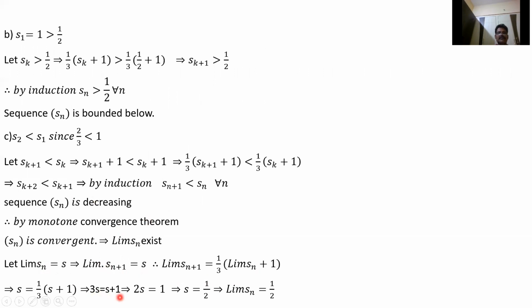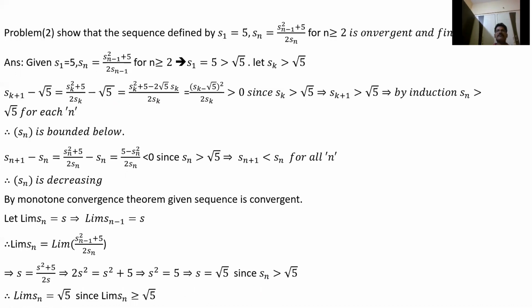We get 3S equal to S plus 1. 3S minus S is 2S, that equals 1. S equal to 1 by 2. So the limit of S(n) is 1 by 2, because here 1 by 2 is the GLB. That's why it converges to 1 by 2. So if it is decreasing, it is enough to show bounded below. If it is increasing, it is enough to show bounded above. See another interesting example.